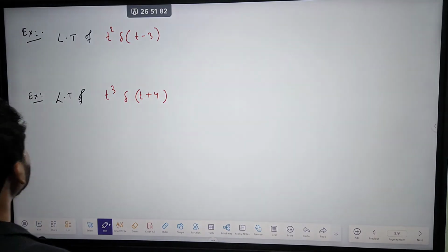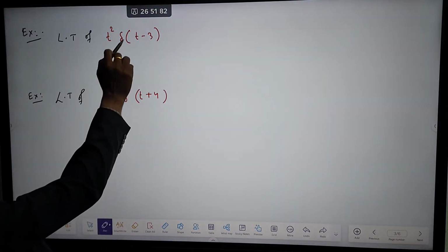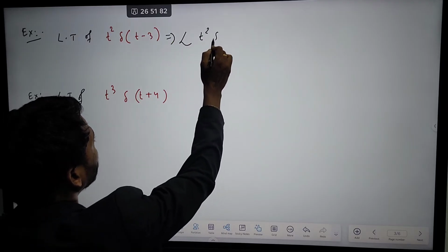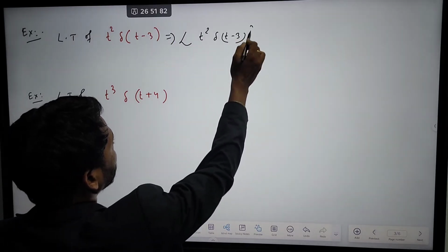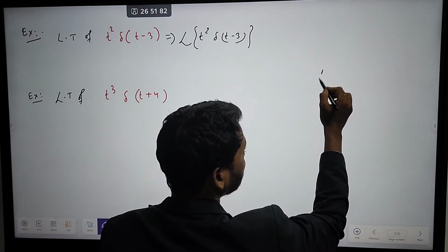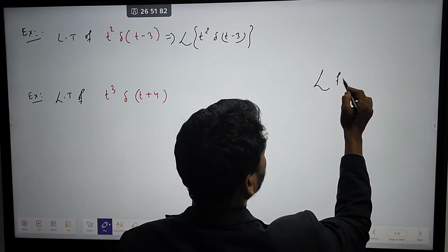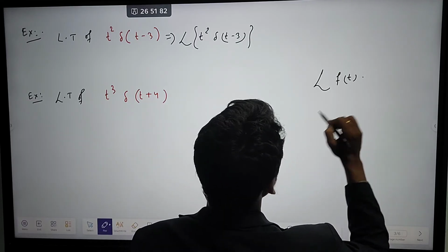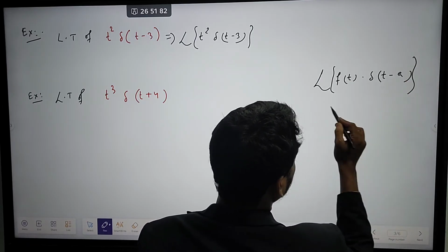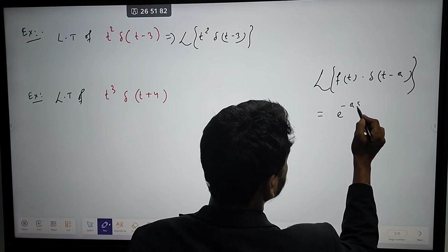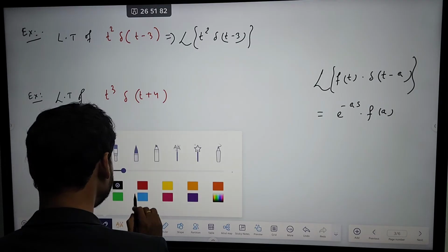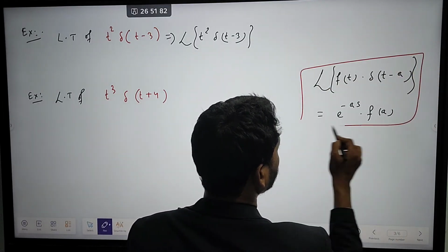Now coming to next question, Laplace transformation of t square del t minus 3. That means we will find out Laplace of t square del t minus 3. Okay, so as per the third formula, formula number 3, Laplace of f of t into del t minus a is equal to e to the power minus as into f of a. ठीक है, ये आपका फॉर्मूला है. You need to remember this formula.